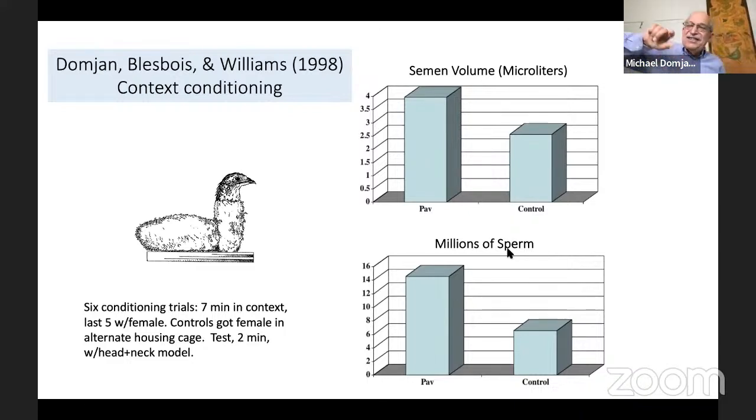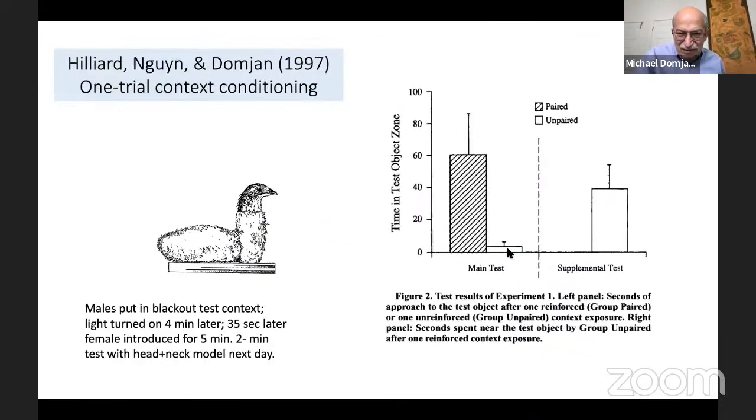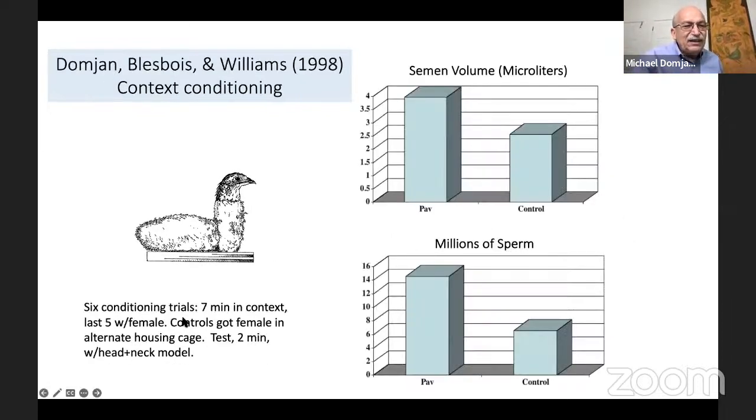And this has substantial adaptive significance. We'll return to the issue of adaptive significance down the road, but here's an experiment that was done pretty much like this one. We did context conditioning, and in this case, the context conditioning was carried out over 6 trials. Animals put in the context and then allowed to copulate with a female. Control group gets context exposure and the female unpaired. And then we put in this probe object, but instead of just looking at approach to the probe stimulus, we palpitated the male rats and saw how much semen they were ready to release.